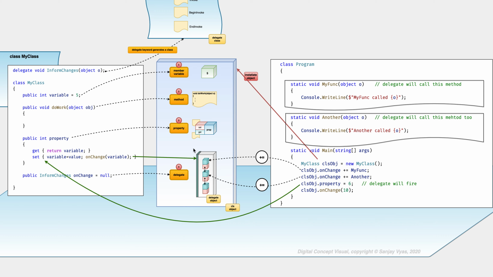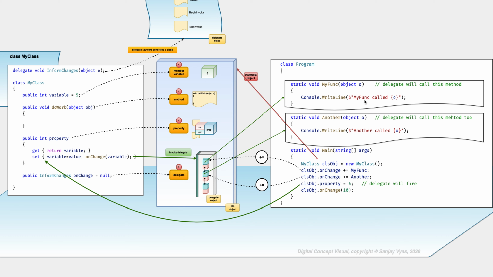So this OnChange goes to the delegate object, which already holds pointers to two functions, MyFunction and Another. So when we invoke this delegate, it first calls that function and then it fires Another.